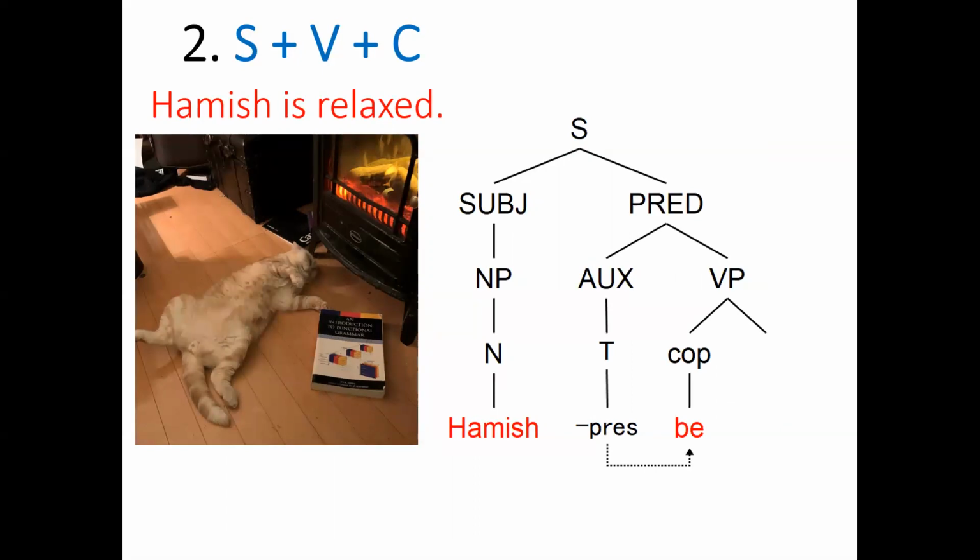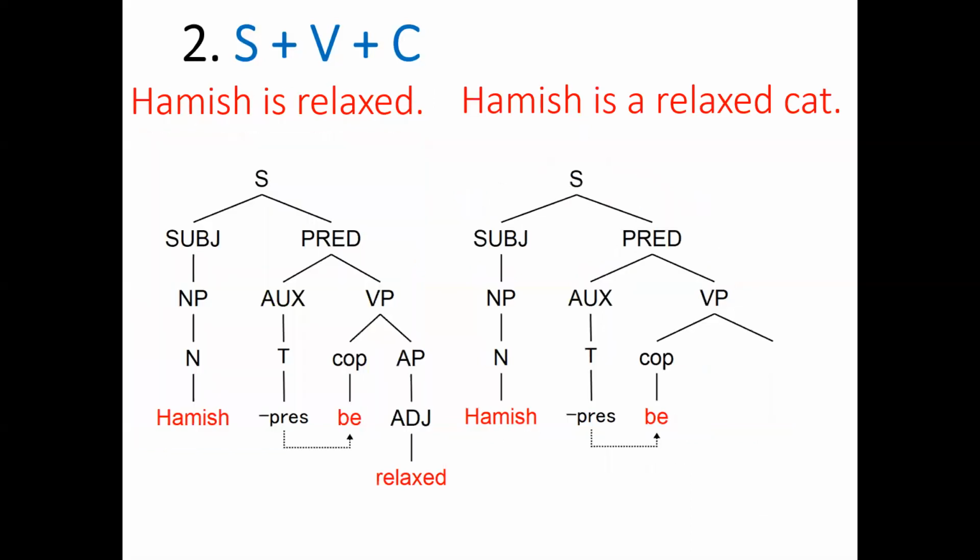Now we need an adjective phrase, which is abbreviated here as AP, and it is comprised of an obligatory adjective from which we can generate the particular lexical item relaxed. So that is the SVC pattern, and as I mentioned earlier, the complement can be an adjective, as it is here, or it can be a noun. So let's see what a noun in the SVC pattern would look like. On the left, we have the sentence we just diagrammed, and on the right, we have a sentence with a noun phrase, a relaxed cat, rather than an adjective as its complement.